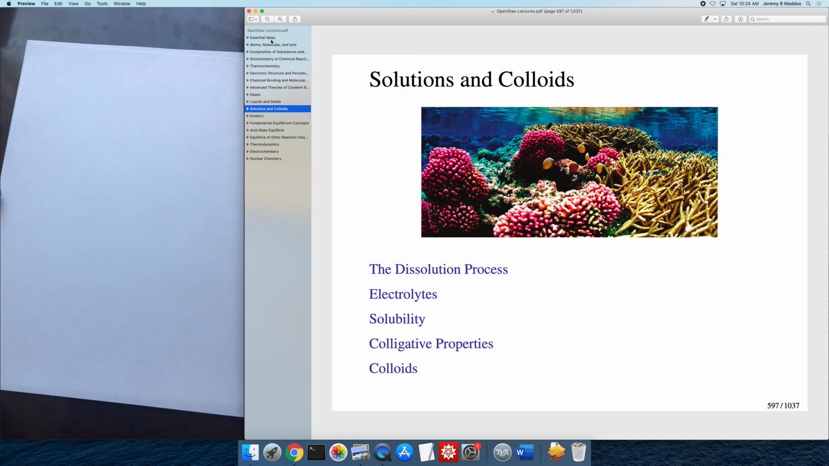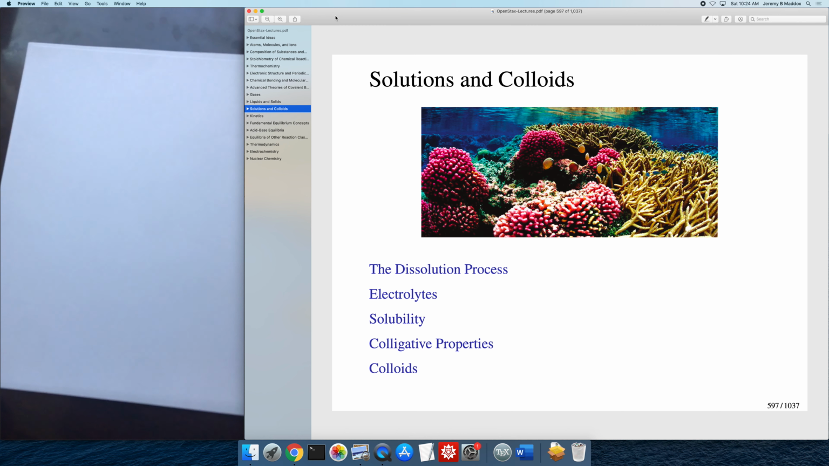Chem 120 covers the first 10 chapters, and then chapters 11, 12, 13, 14, 15, 16, 17, and chapter 21 from the OpenStax textbook. That's going to be the content of Chem 222.